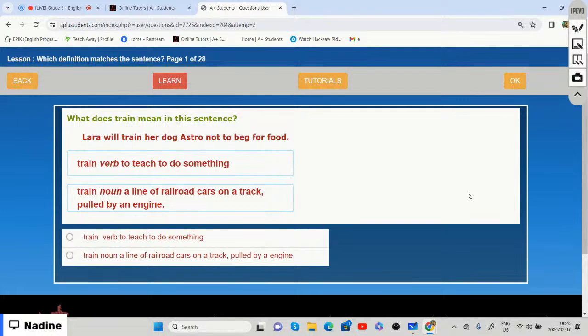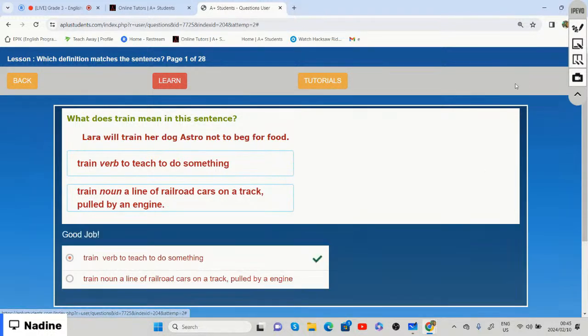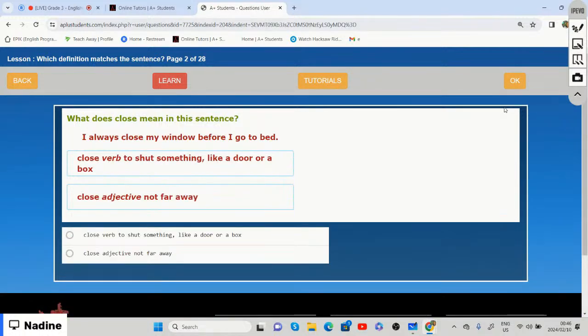And if we look at the correct definition, we will go with the first definition, which is to teach to do something. You're training your dog to do something, or let's say not to beg for food. The second one says, what does close mean in the sentence? I always close my windows before I go to bed. Right? And now we need to find the definition. We need to match the definition with that sentence.